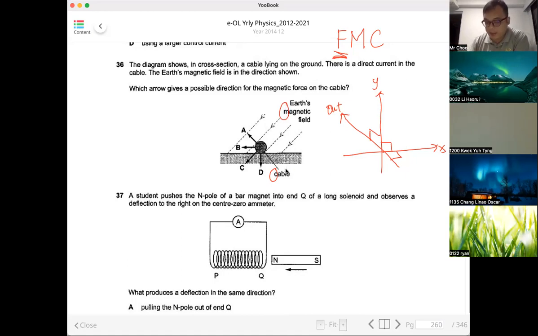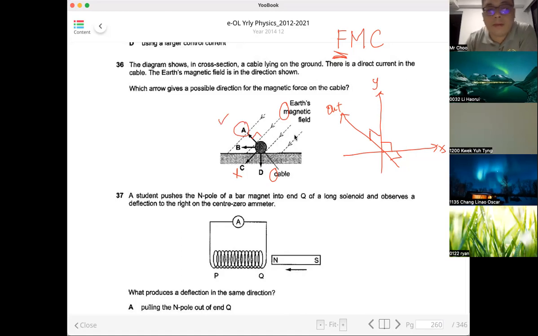Having said that, we know that C will be wrong because C is the same direction as the magnetic field. Regardless of which direction your current is, among A, B, and D, which one actually is 90 degrees to the magnetic field? Only A is 90 degrees. Your current is either moving in or out of the page. Therefore, the answer will be A. By explaining like this, do you understand it better?